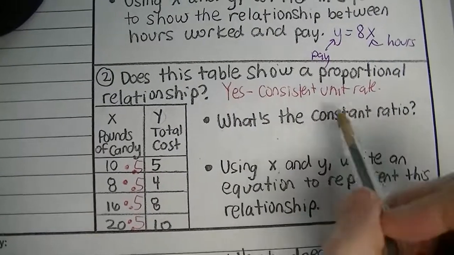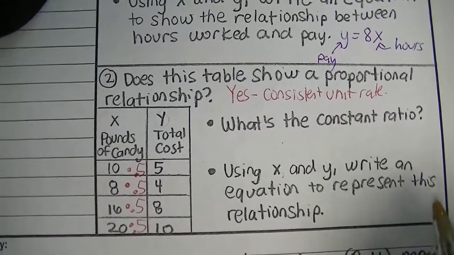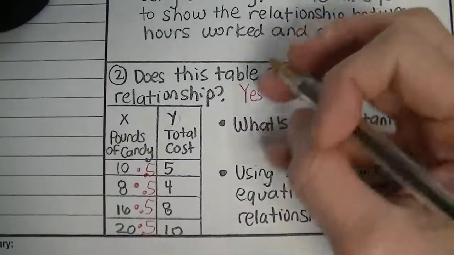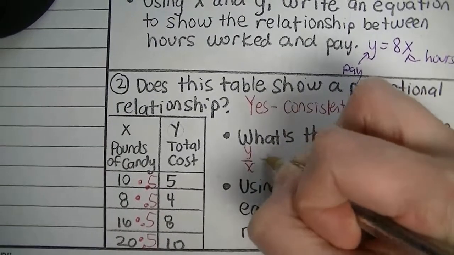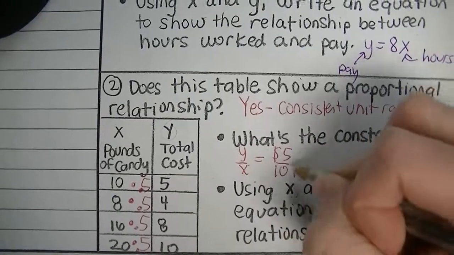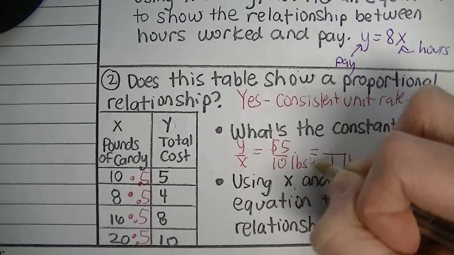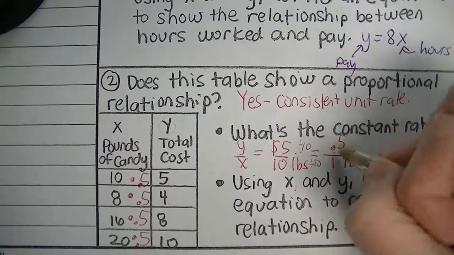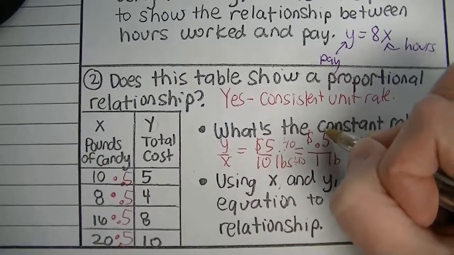So what is that constant ratio? Remember, constant ratio is another name for unit rate, which is another name for constant proportionality. You might see this sometimes. What's the constant ratio? Remember, y divided by x. So I'm just going to pick one of the ones in the table, $5 per 10 pounds of candy. So that's not the unit rate because I want 1 in the denominator. So I had to divide by 10, divide by 10. 5 divided by 10 is 5 tenths. And that is the total cost. So basically 50 cents per pound.